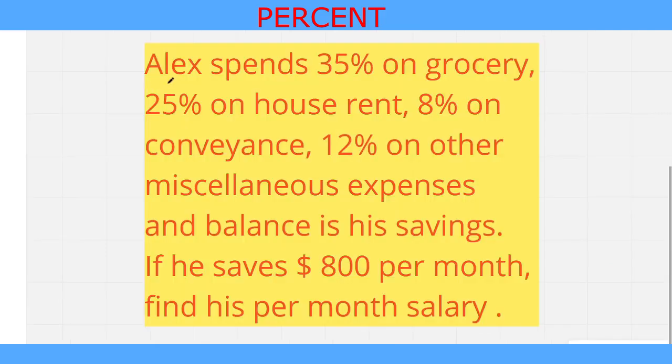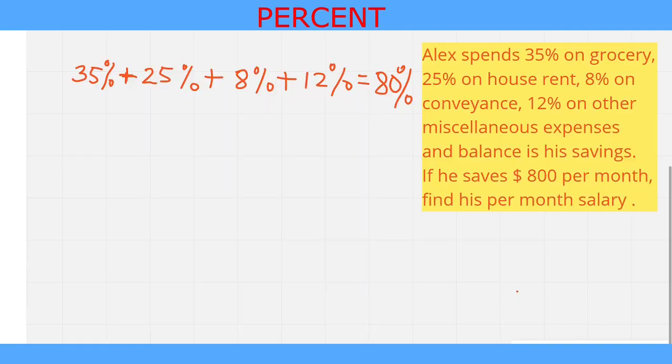Our question is, Alex spends 35% on grocery, 25% on house rent, 8% on conveyance, 12% on other miscellaneous expenses, and balance is his savings. If he saves $800 per month, find his per month salary. Easy question. We solve like this.